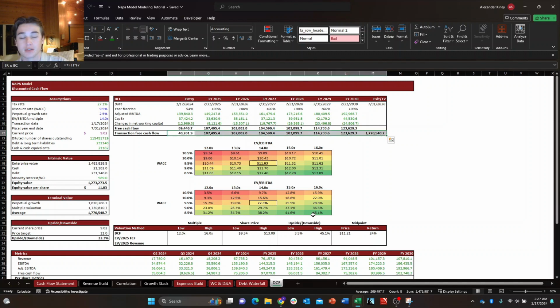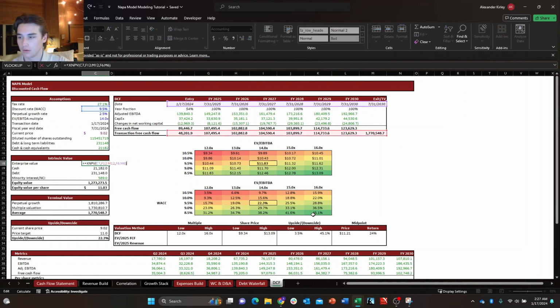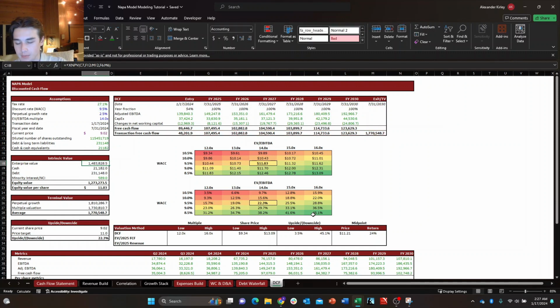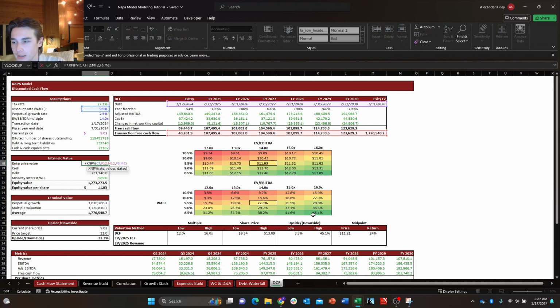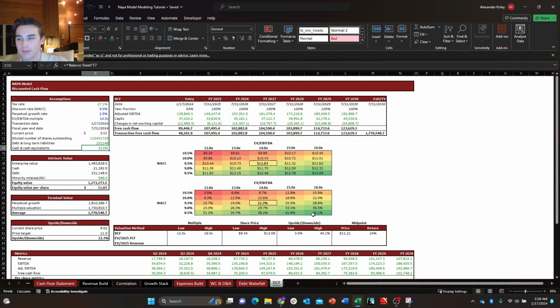So here this represents stage 1 and stage 2 cash flows. From there we want to bring it back to present value. So what we do is use the XNPV function. The first thing is take the rate, which is our WACC, and then we take all of our free cash flows, or transaction free cash flows, adjusted for year fraction. And then the last input is your date.